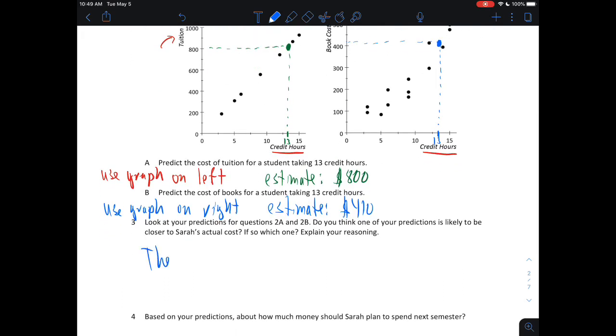So the one on the left, which is credit hours and tuition. The reason why we would say that is because the dots are more in a line.